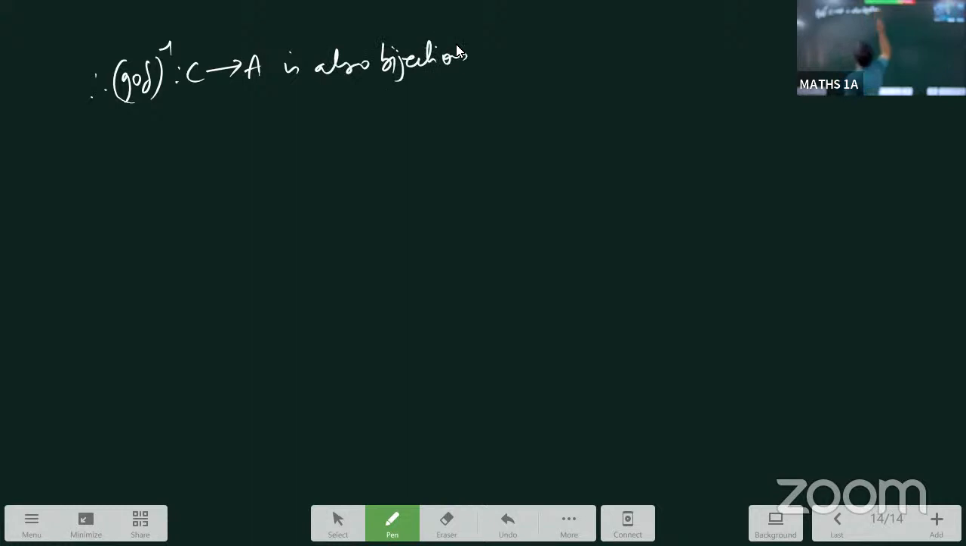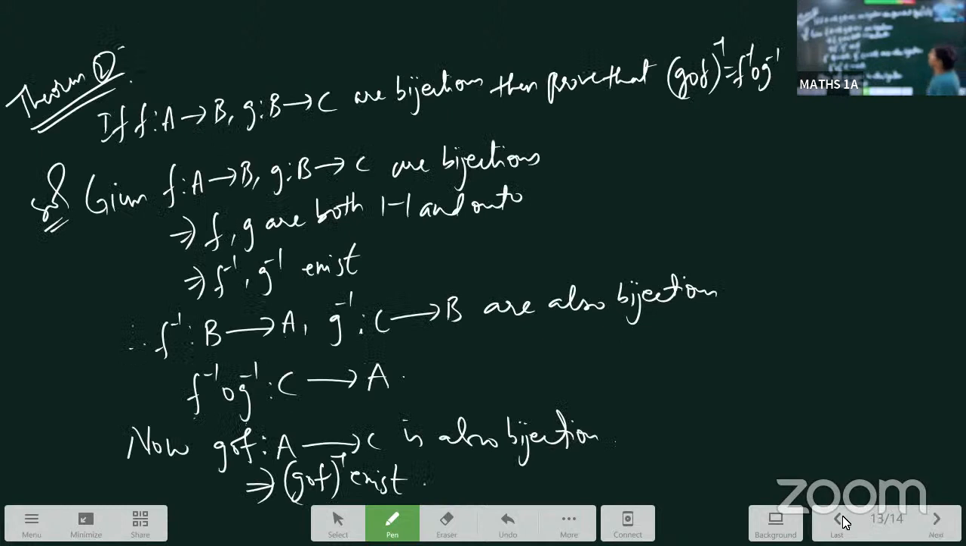Therefore, (g circle f) whole inverse is a mapping from C to A and is also a bijection. Okay, now see here. f is a mapping from A to B, g is a mapping from B to C, both bijections. f and g are both 1-1 and onto. That implies f inverse and g inverse exist. Now what is f inverse? B to A. And what is g inverse? C to B, also bijections. Now f inverse circle g inverse is a mapping from where to where? C to A. Is it clear?